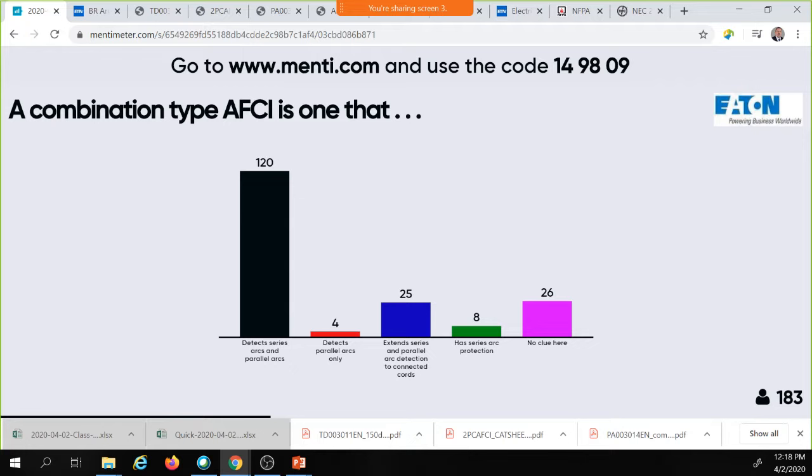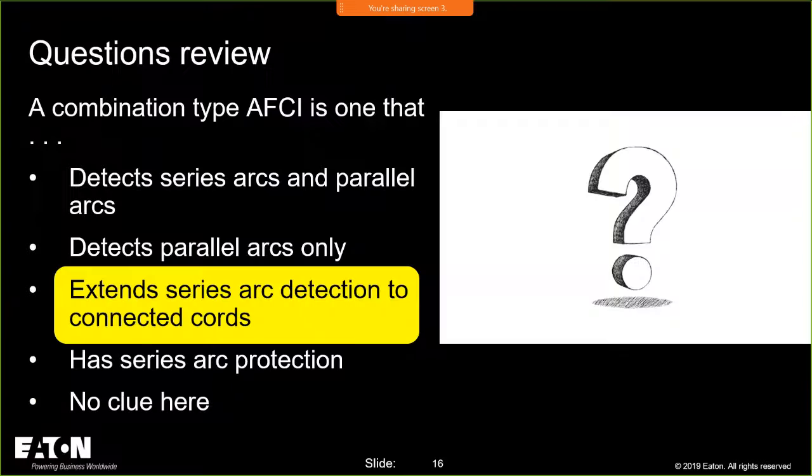The 120, they thought probably, I mean, this is how we always teach it. Industry in general will say the combination type is series and parallel, and the branch feeder type was just parallel. Technically, that is not correct, but it gets the point across. So the right answer was the extends.